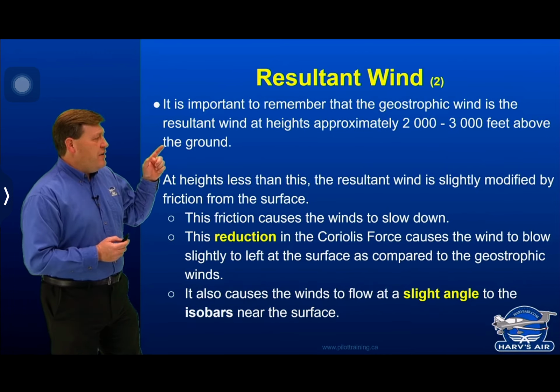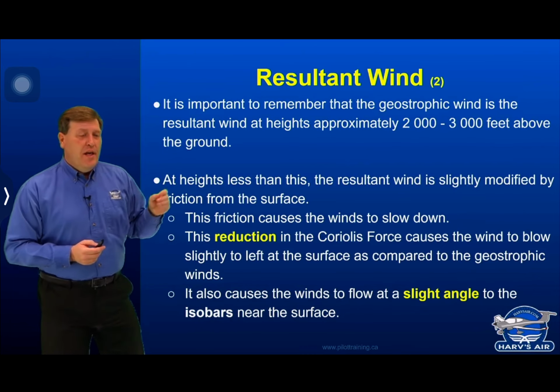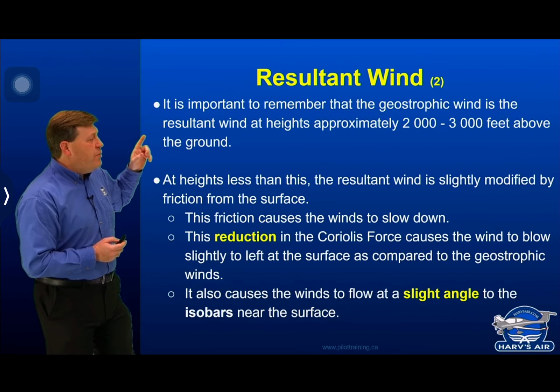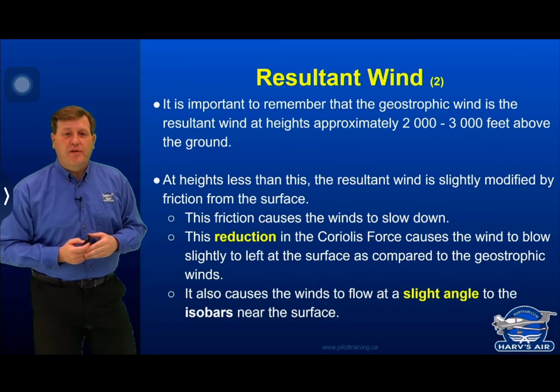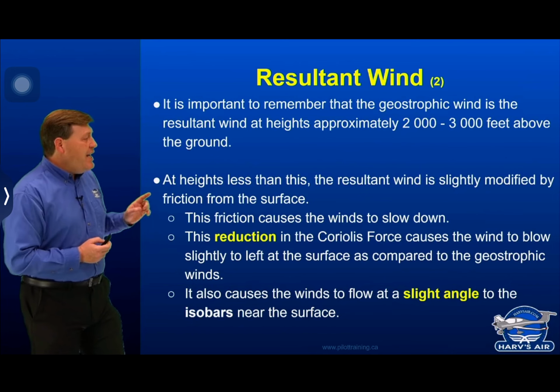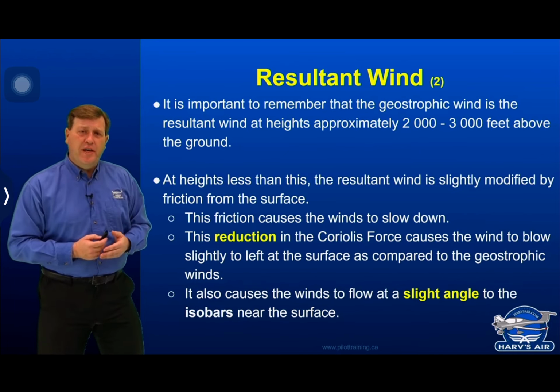The resultant wind, as we've seen, is known as the geostrophic wind. It is important to remember that the geostrophic wind is the resultant wind at heights approximately 2,000 to 3,000 feet above the ground. At heights less than this, the resultant wind is slightly modified by friction from the surface. I've already told you this.